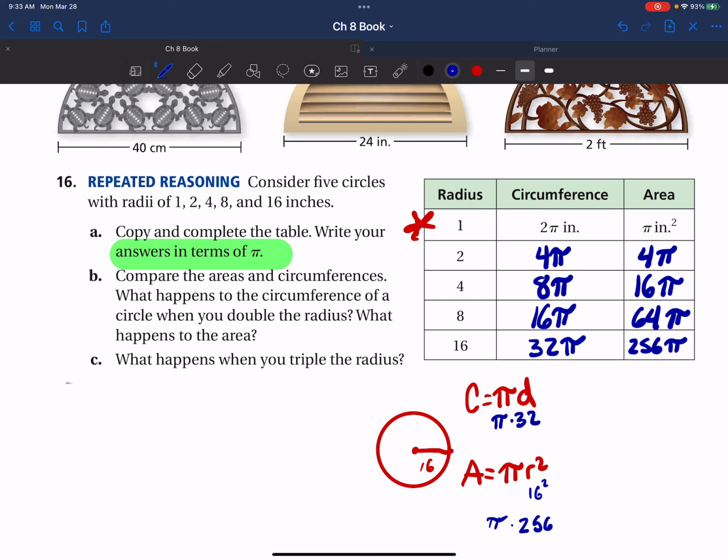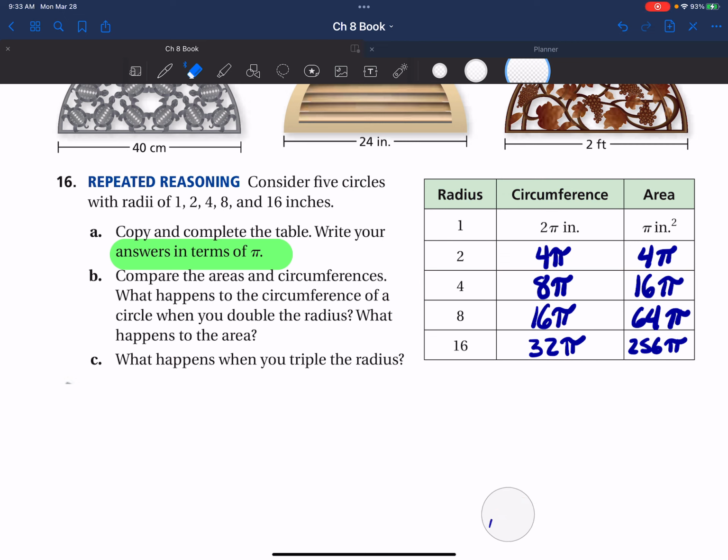Okay, woofda. Table is done. Now we can go ahead and read the rest. That's part A. Part B, compare the areas and circumferences. What happens to the circumference of a circle when you double the radius? So what happens to the circumference when you double the radius?